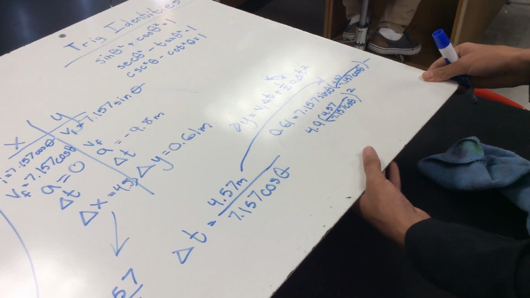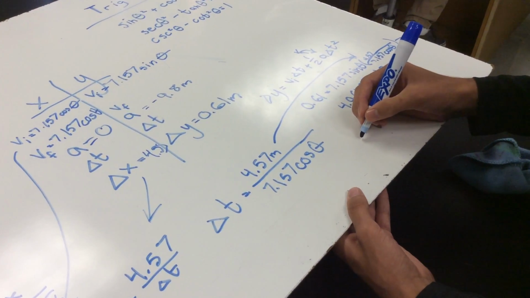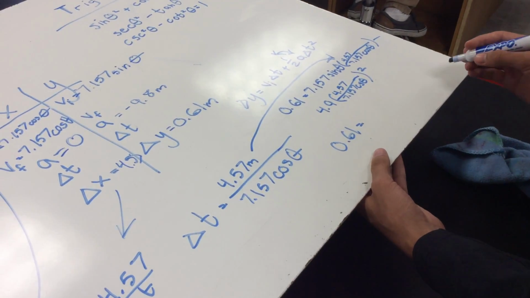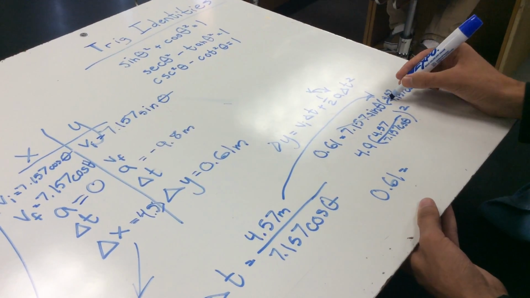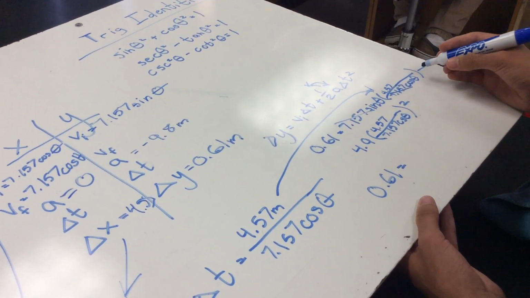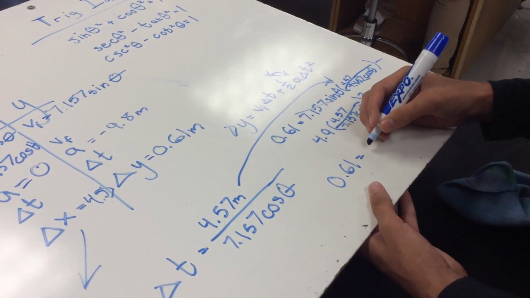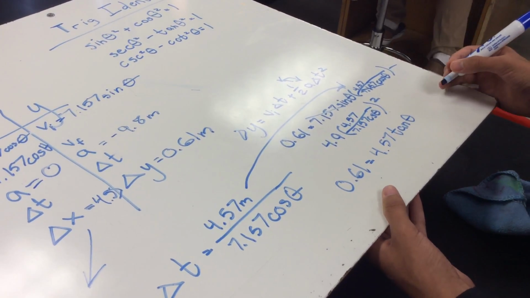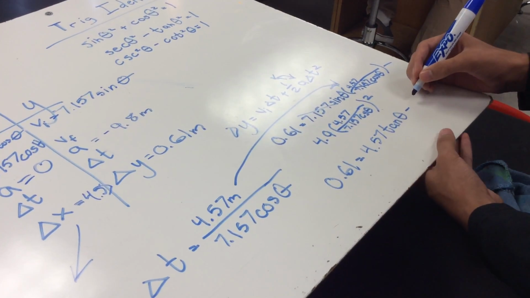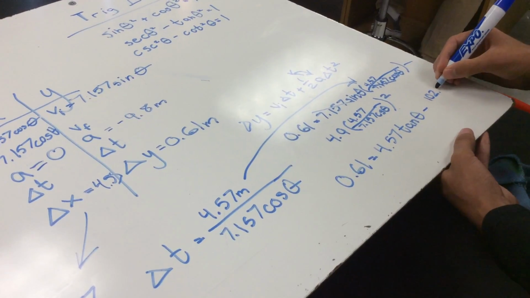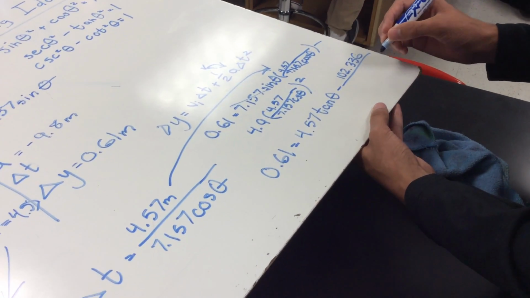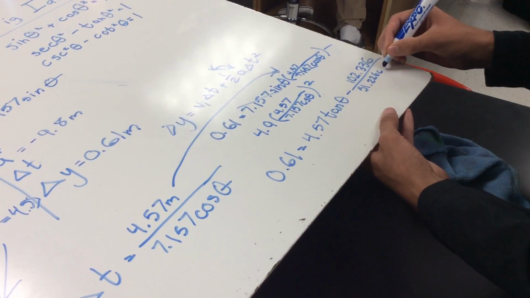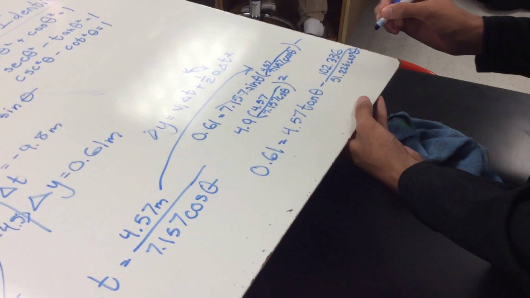squared. And then basically you're just going to continue to simplify this, so it's going to be 0.61 equals, and here you can start simplifying, so you can cross out 7.157 because they just cancel, and then sine over cosine would just equal tangent using your trig identities, so you'd be left with 4.57 tangent theta minus, and then you multiply these out and it'll be 102.336 over 51.226 cosine squared theta.